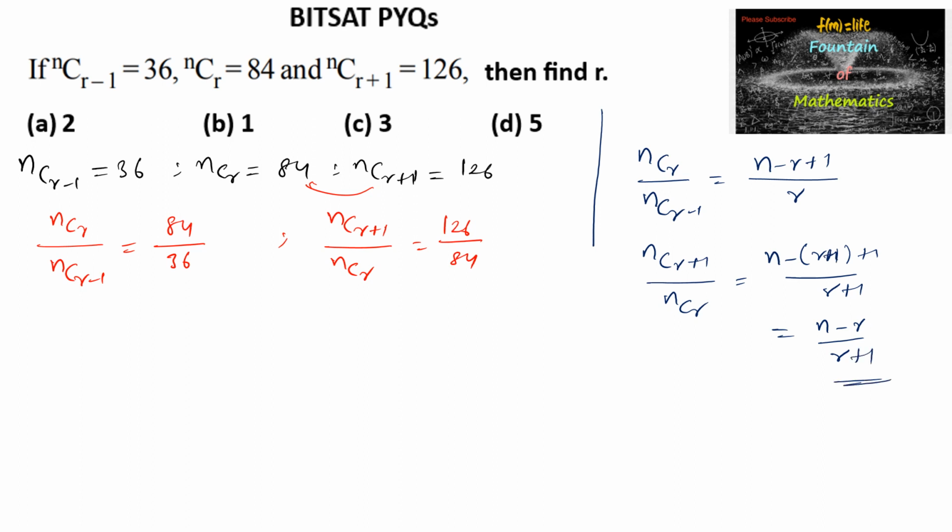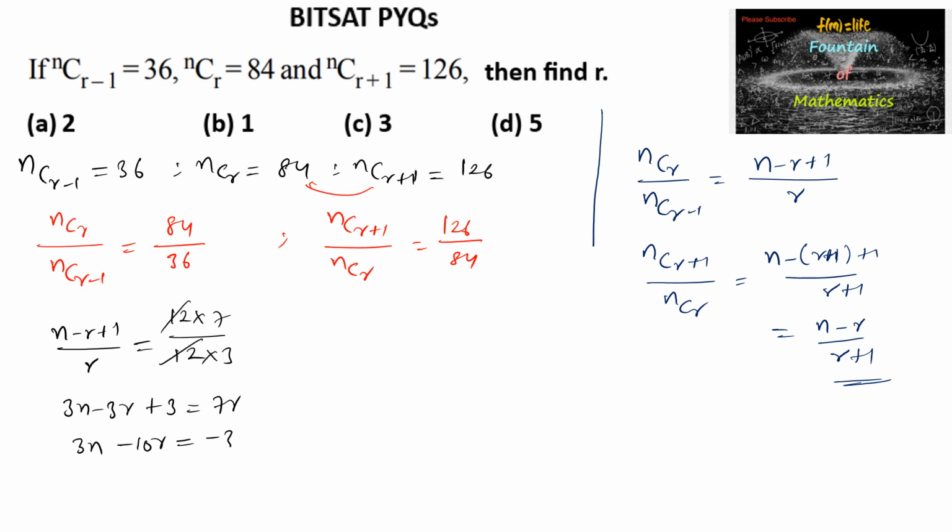So let us use the property. So we can write n minus r plus 1 upon r is equal to 84 upon 36, we can write 12 into 7 and 12 into 3. So we can cancel and do cross multiplication. 3n minus 3r plus 3 is equal to 7r, or 3n minus 3r minus 7r, that is minus 10r, is equal to minus 3, or we can also write 10r minus 3n is equal to 3. Make this equation 1, and here the second one.